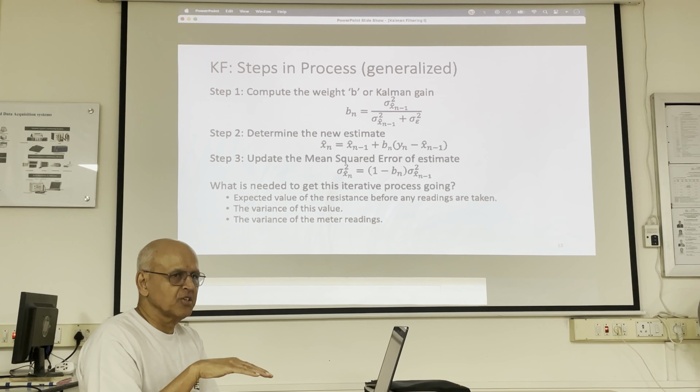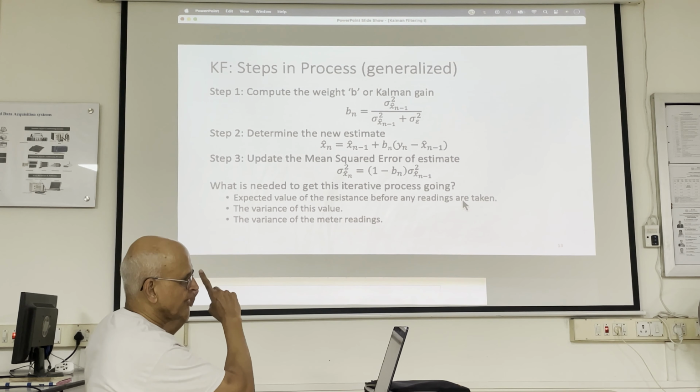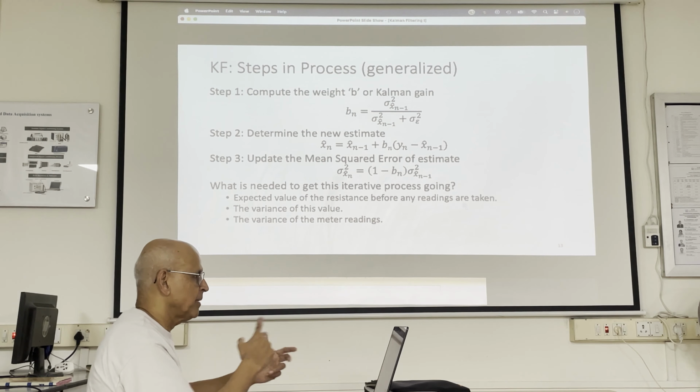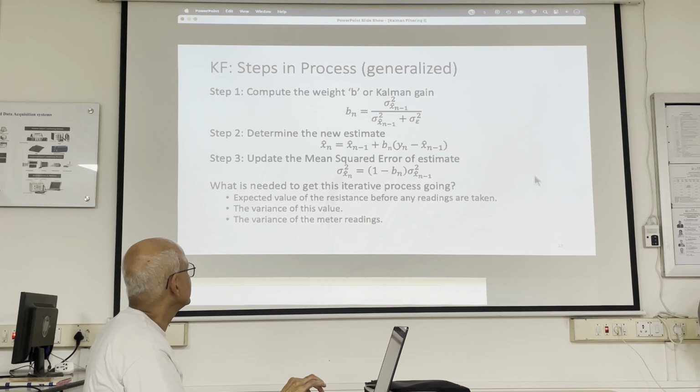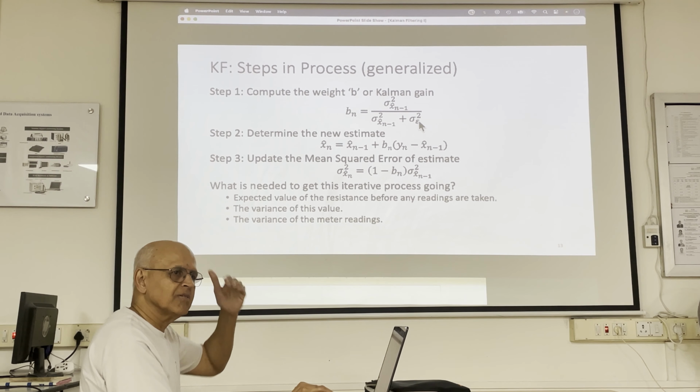So basically, you need the expected value of the resistance before any readings are taken. And of course, that's only the first time. Once you get into it, it becomes the previous one, which is this one here. The variance of this value, that's this one here. The variance of the meter readings, and that's it. You are ready to go.